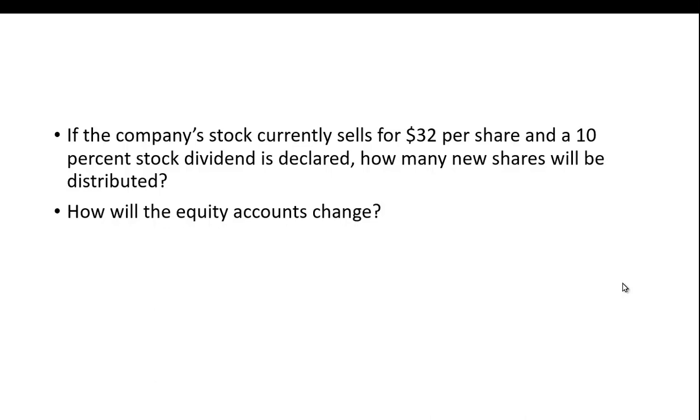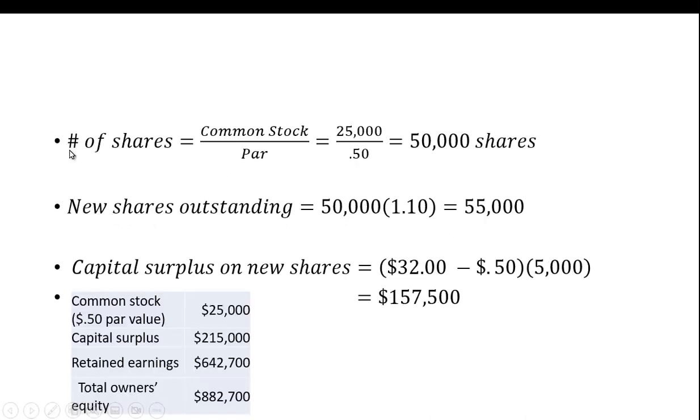Well, let's think about how many new shares will be distributed and how the equity accounts will change. So the first thing we have to do is figure out how many shares there are. There's going to be a 10% increase in the number of shares, and we can do that by taking the common stock here on the equity account, 25,000, and dividing it by the par value of 50 cents. So there are 50,000 shares. Now, the number of new shares outstanding are going to be the 50,000 times 1.10, or 55,000. So there's going to be 5,000 new shares.